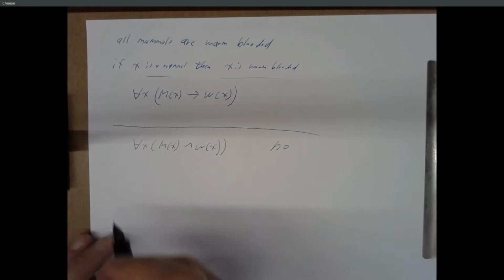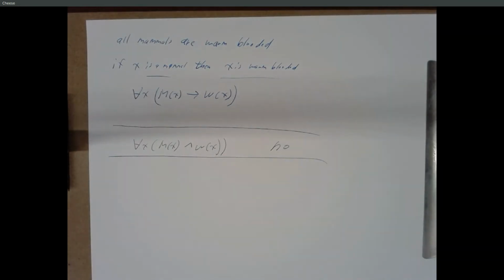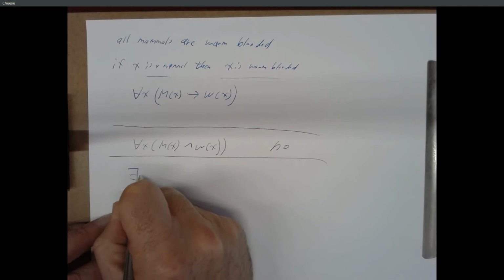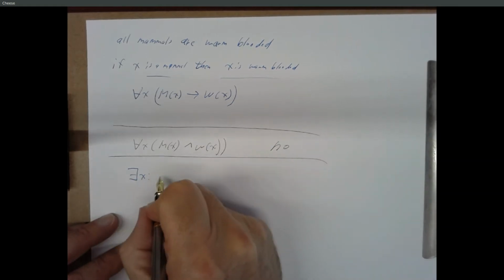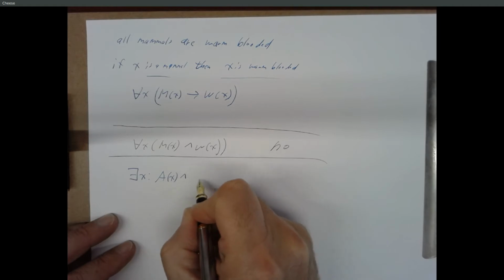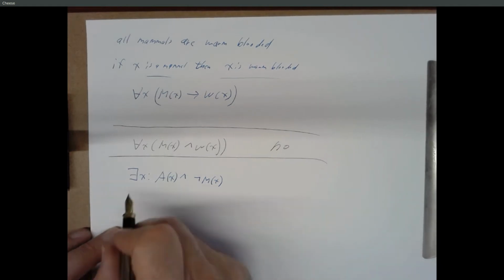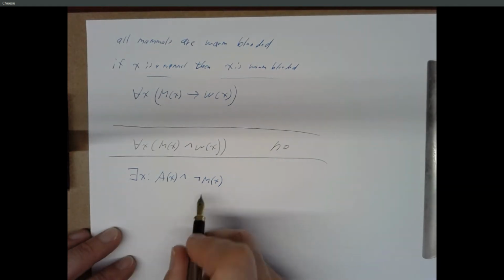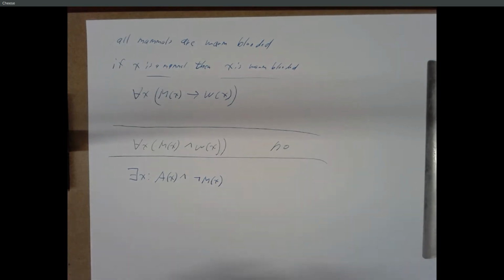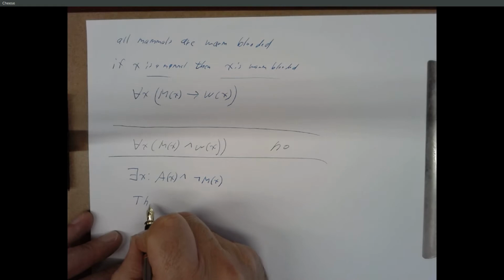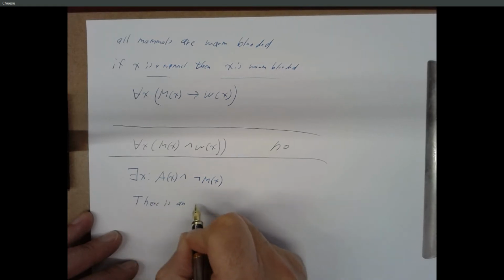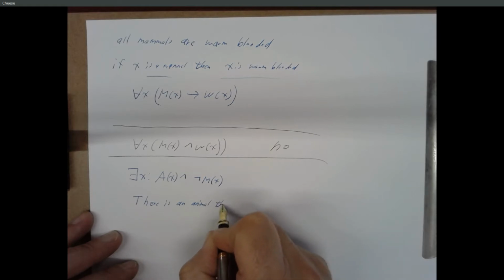The other part of 2 was going in the other direction, starting with propositional logic and trying to turn that into English. And that's a little bit easier because the propositional logic should be very precise. So there exists an X such that A of X and not M of X. And this is really saying there exists an X which is an animal and is not a mammal. So more normal sounding English, there is an animal that is not a mammal.